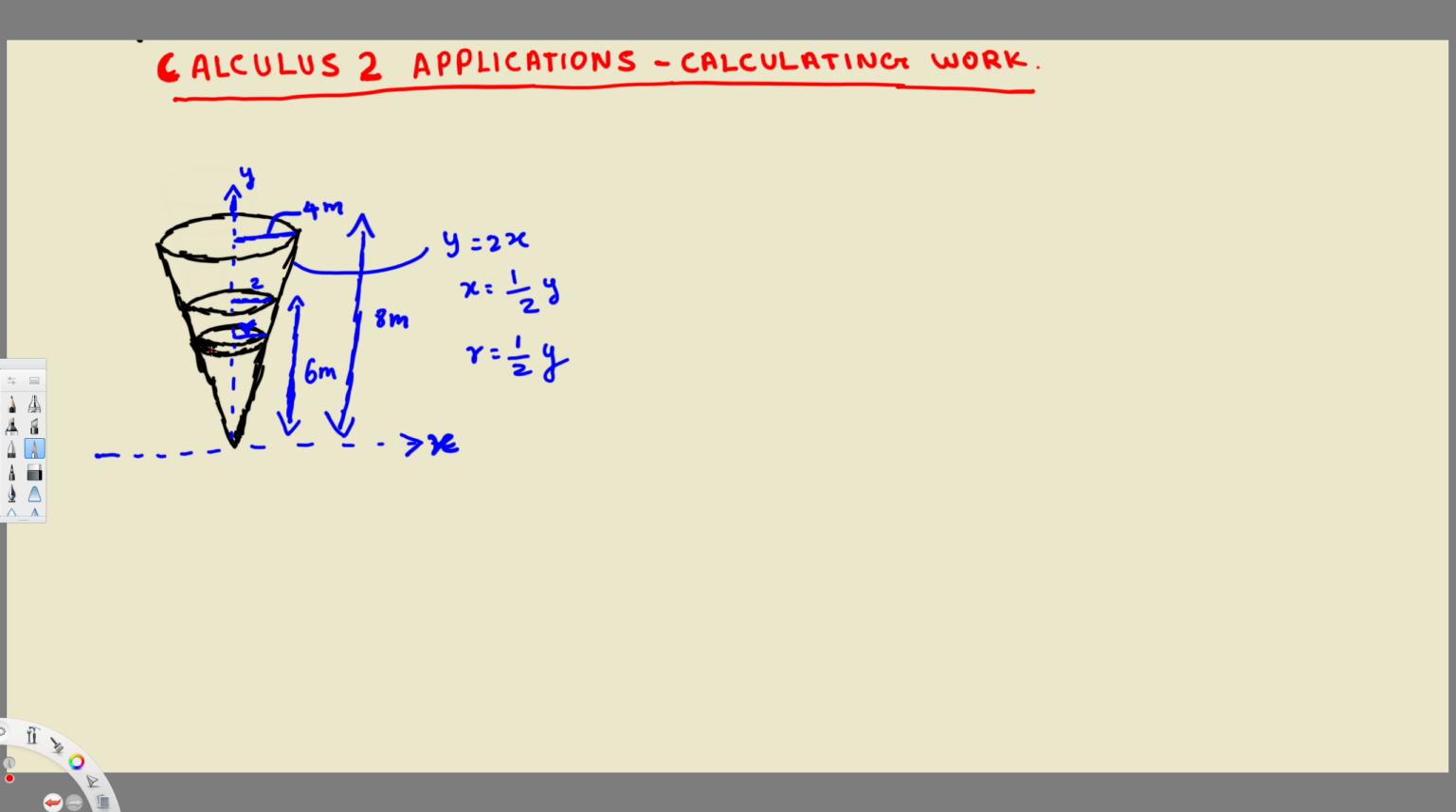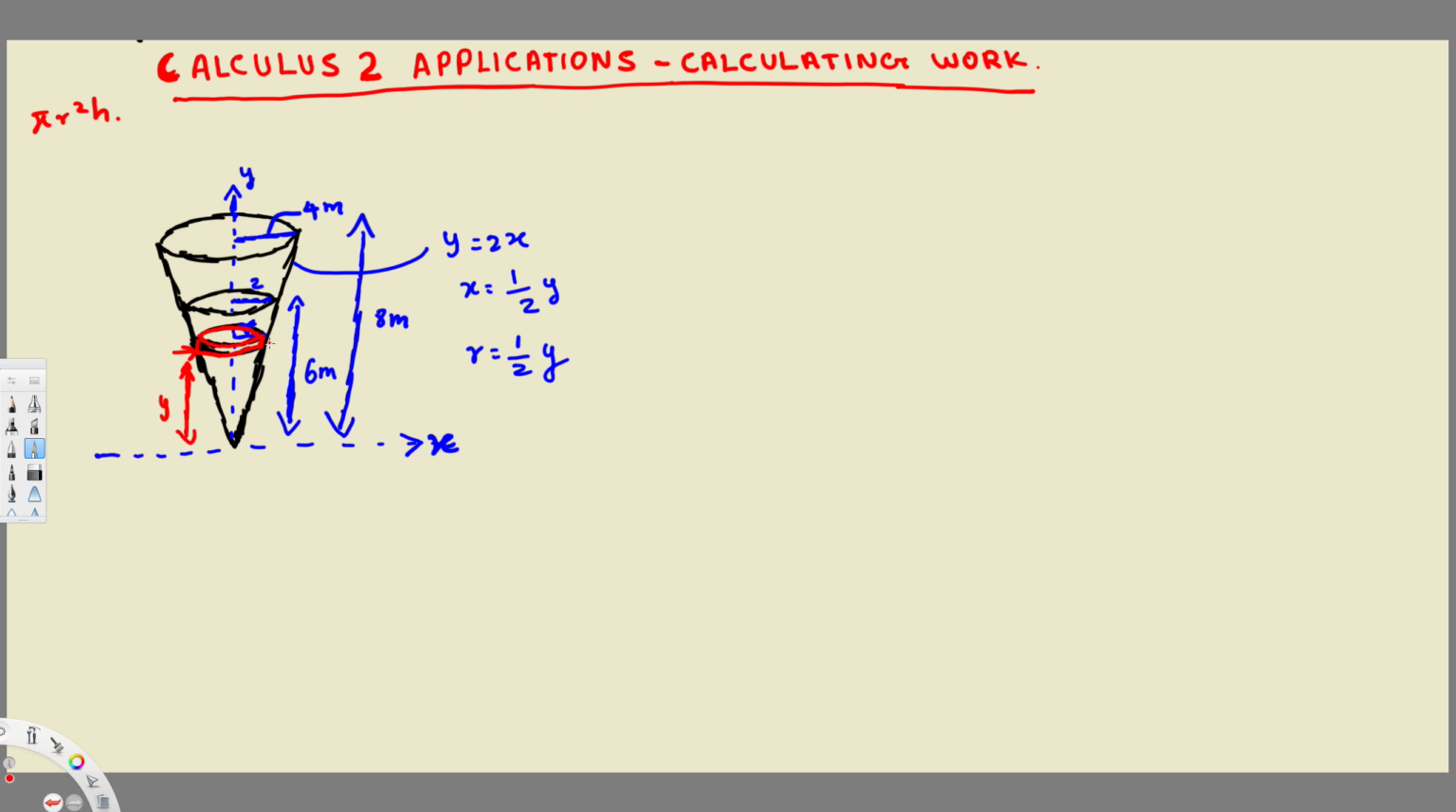To find this, we cut a small part of this water. If you cut this part, it is a cylinder shape, right? So first we find the volume. The volume of a cylinder is pi r squared h. Let's say this distance from here to here is y.